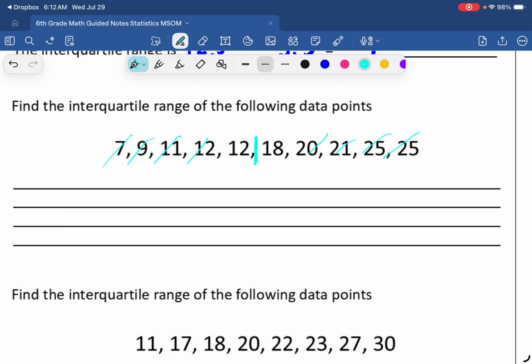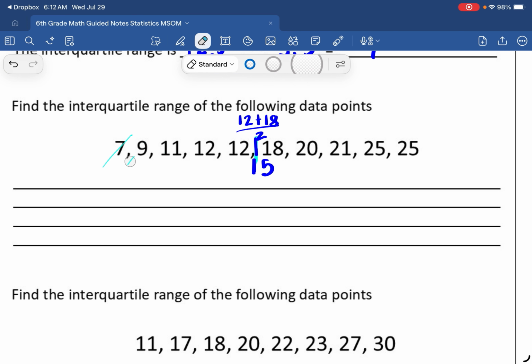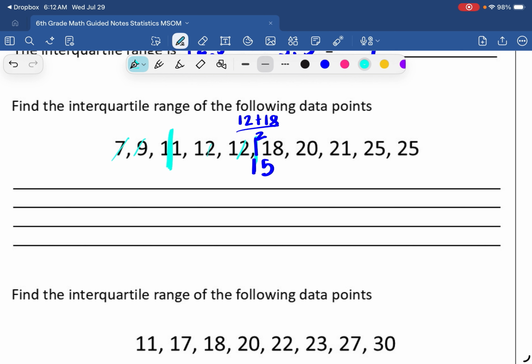Now, if I don't know the number right between 12 and 18, let's add it. 12 plus 18 divided by 2. 12 plus 18 is 30, so divided by 2 is 15. Now let's find the median of the lower data set. So we have 7, 9, 12, 12. So that's going to be right here, 11. And of my upper data set, 18, 20, 22, 25, my median will be 21.